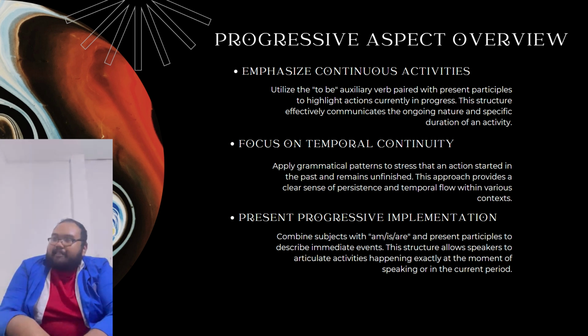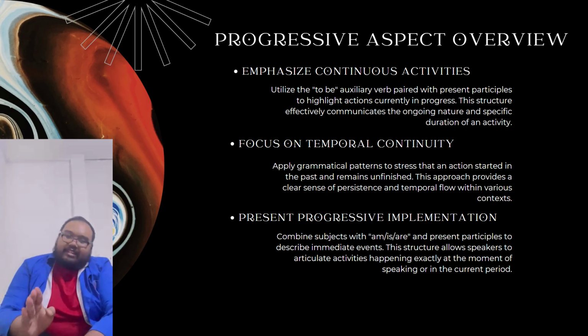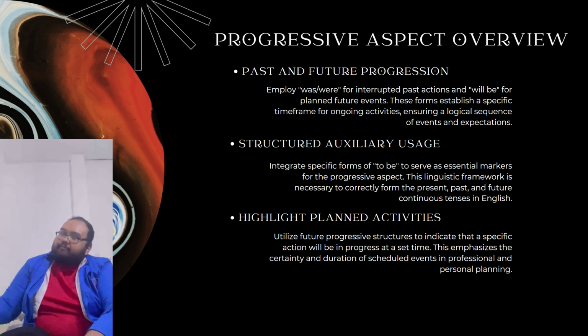Now, the third one, present progressive implementation. Combine the subject with am, is, are, and a present participle to describe immediate events. This structure allows the speaker to articulate activities happening exactly at the moment of speaking or in the current period.